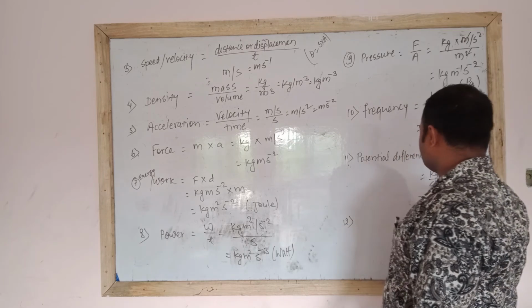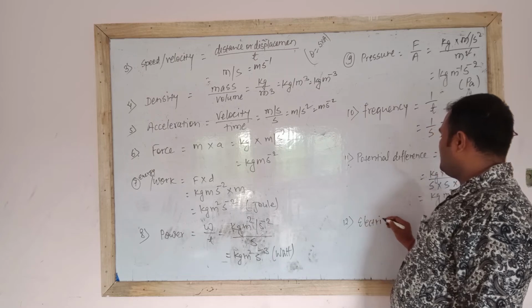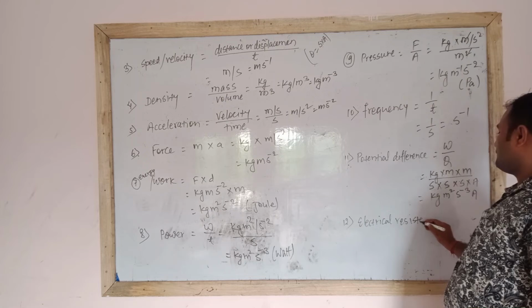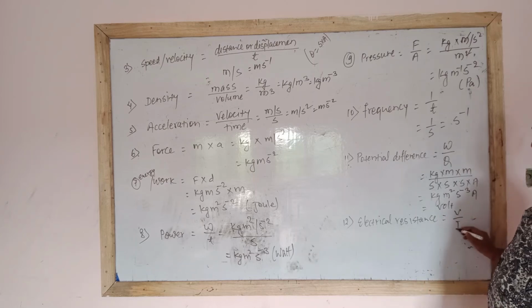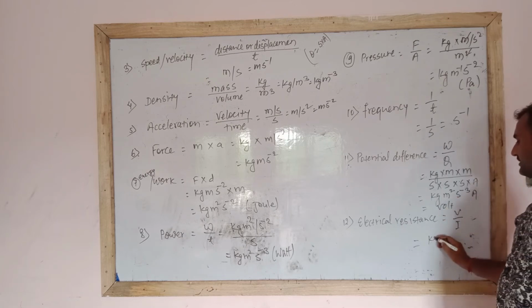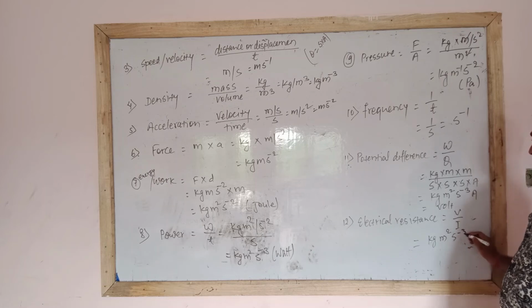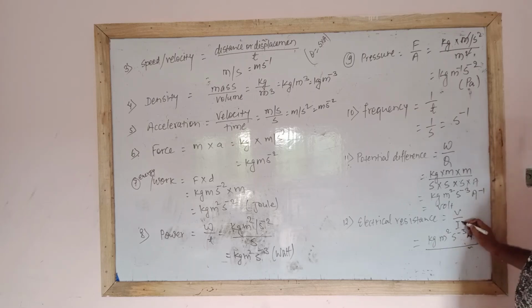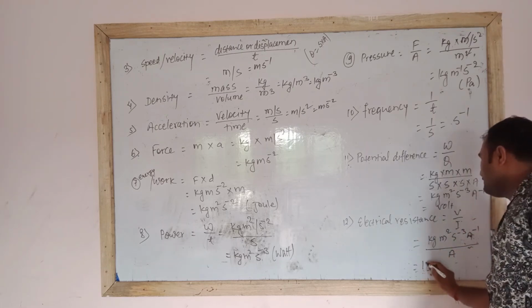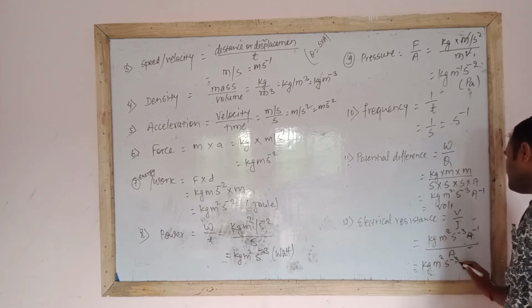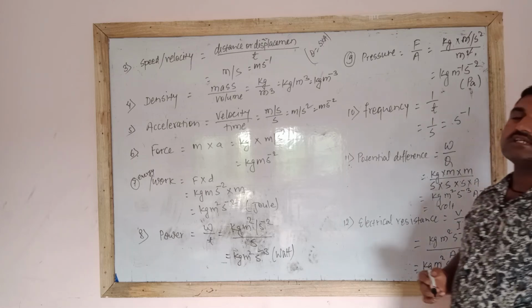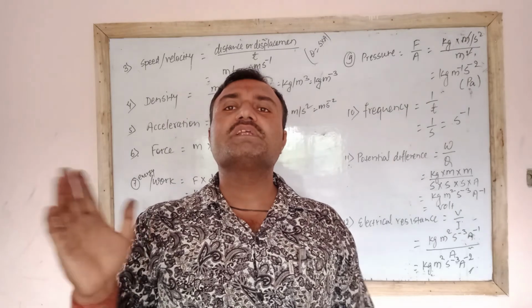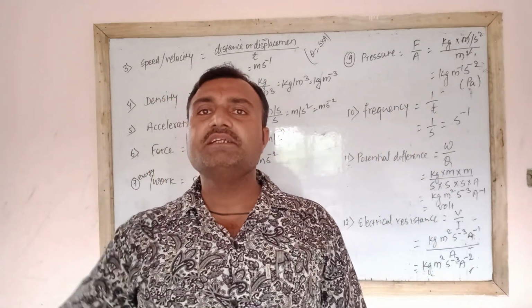Other is electrical resistance. The unit of potential difference is also known as volt. Resistance equals V by I. Here we already calculated the unit of V as kilogram meter square s inverse 3 A inverse, divided by the unit of electric current, A. So it is kilogram meter square s inverse 3 A inverse 2. These are the different derived units present based on the fundamental units.